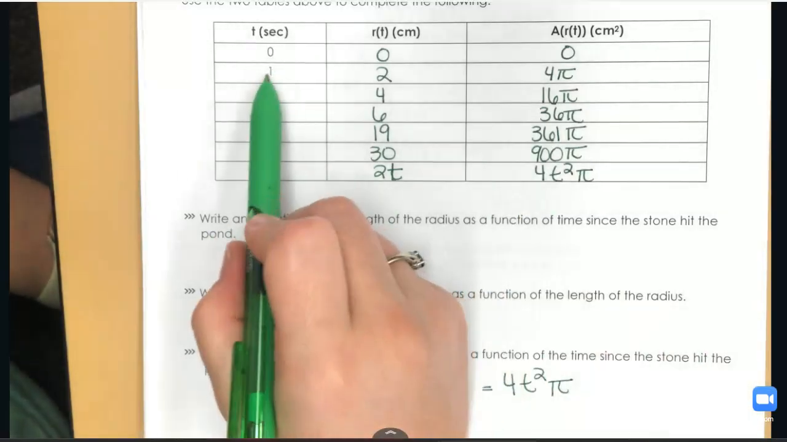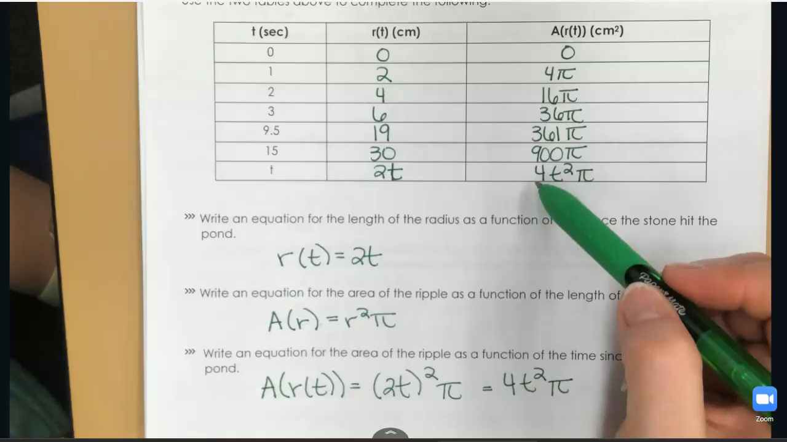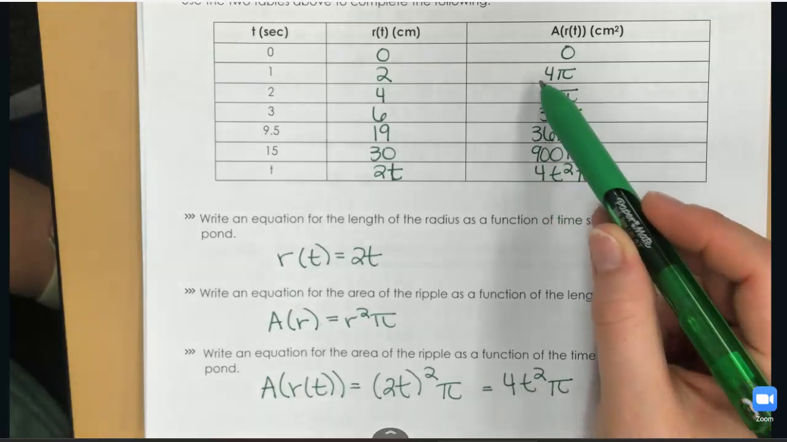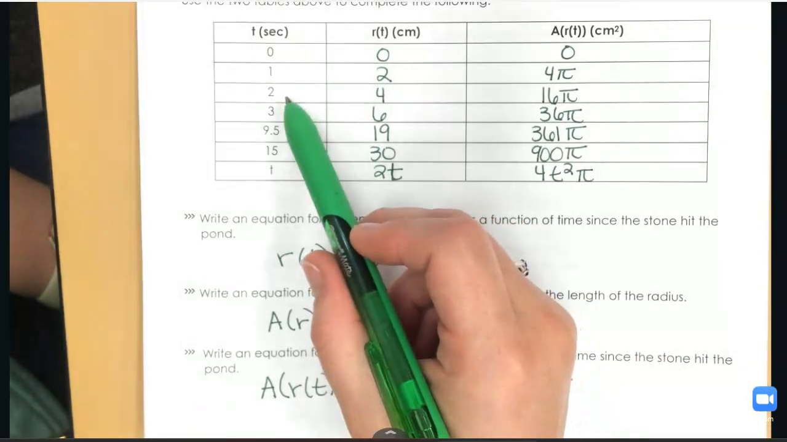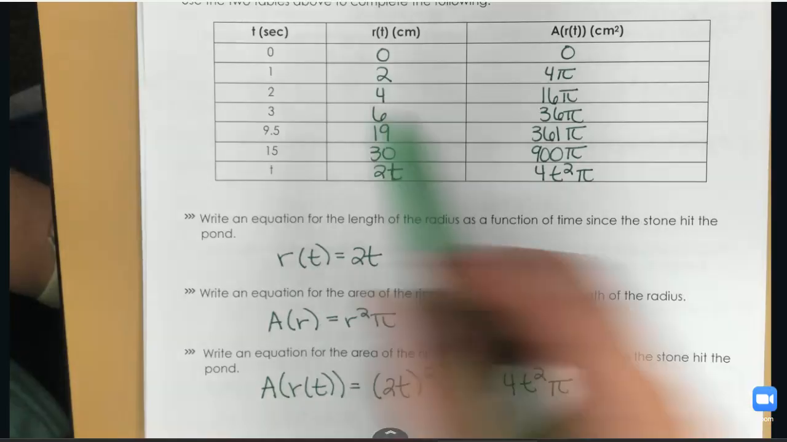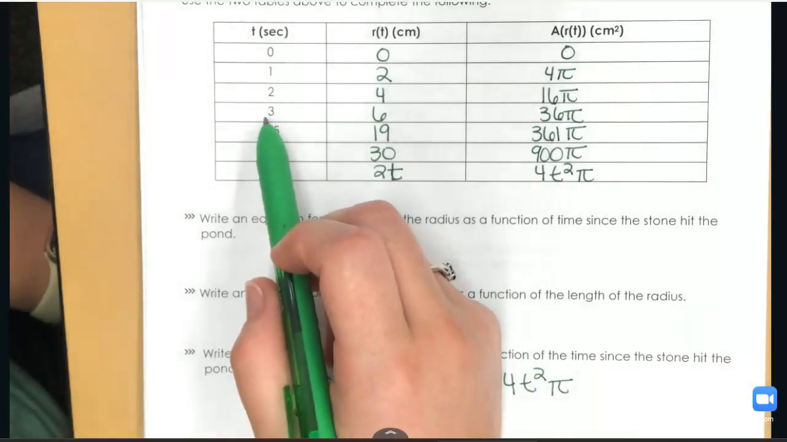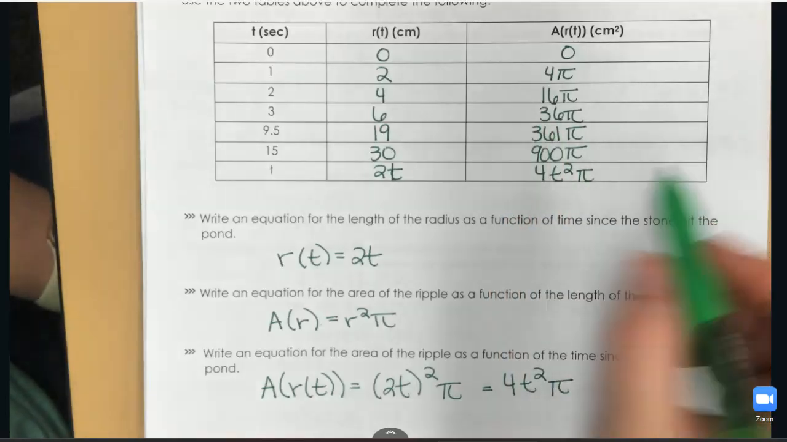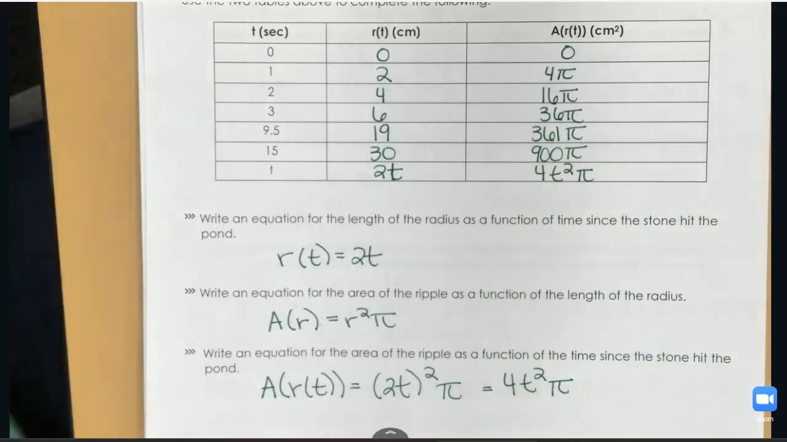Now, let's confirm that. When my time was 1, 1 squared is 1, 1 times 4 is 4 pi. At time 2, 2 squared is 4, 4 times 4 is 16, so 16 pi. At time 3, 3 squared is 9, 9 times 4 is 36 pi. So what this has allowed me to do is calculate, again, the area of the circular ripple without having to first figure out the radius. It's a direct calculation instead.